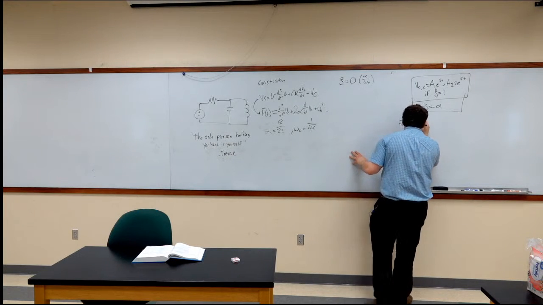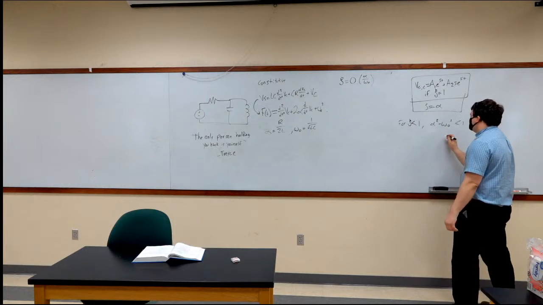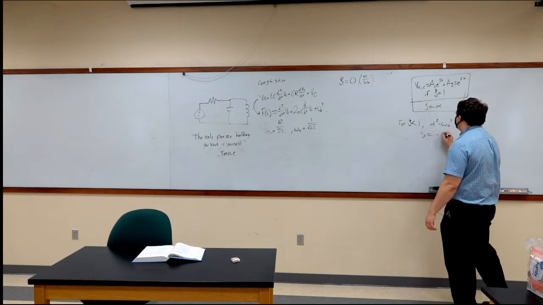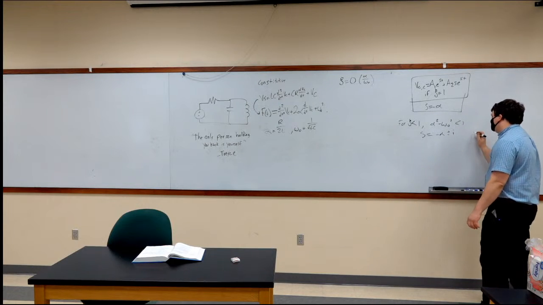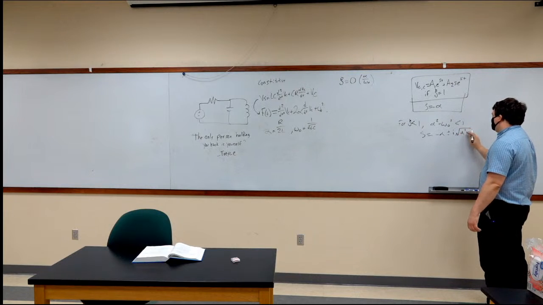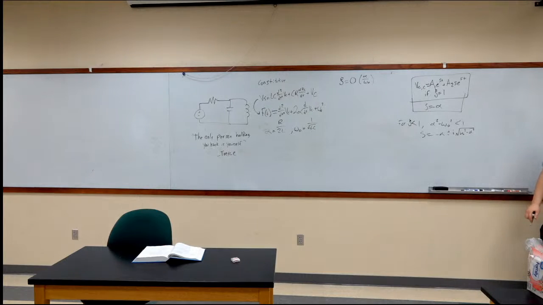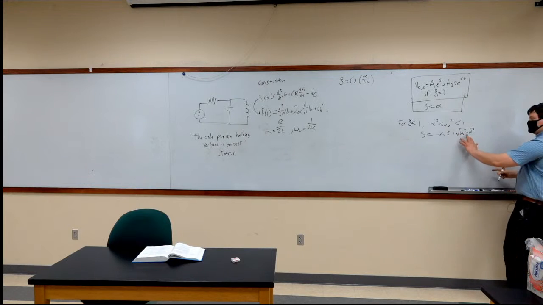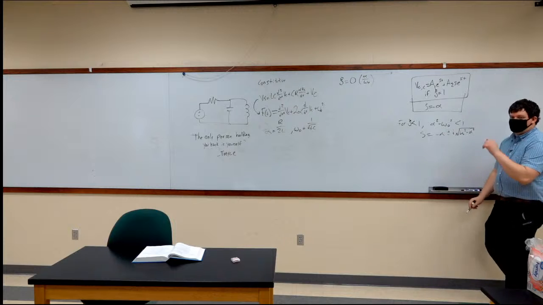Okay? So for zeta less than 1, alpha squared minus omega naught squared is less than 0, which means you end up with S equal to negative alpha plus or minus i times the square root of omega naught squared minus alpha squared. I brought the i out already because you know this is a negative value. Here, omega naught is larger than alpha, so this is just rewriting alpha squared minus omega naught squared, but just knowing that alpha is smaller.